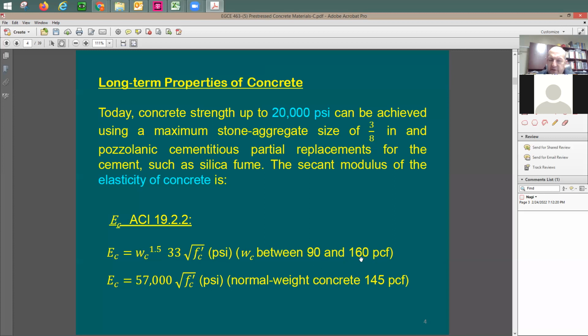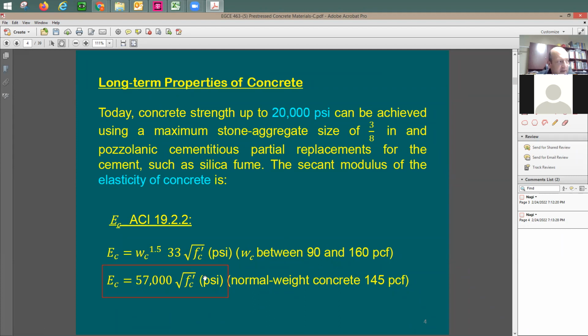The very standard unit weight that we use when it comes to this equation is going to be 145 pounds per cubic foot. And if you plug it in this equation, you're going to end up with 57,000 square root of f prime c. This is going to be the common equation that you use in concrete design and concrete analysis. And in this case, the value of E sub C is going to be in psi.